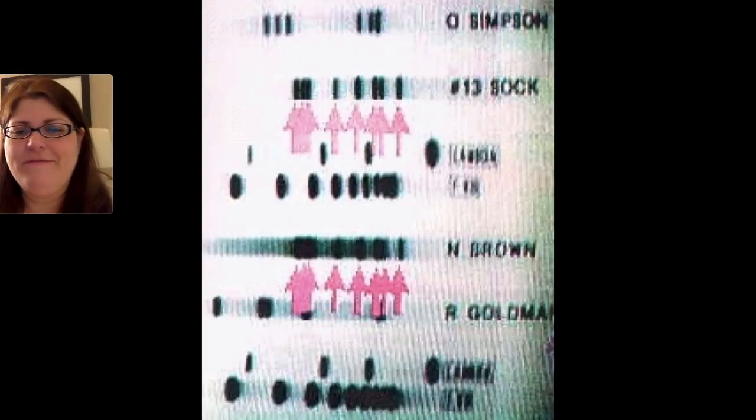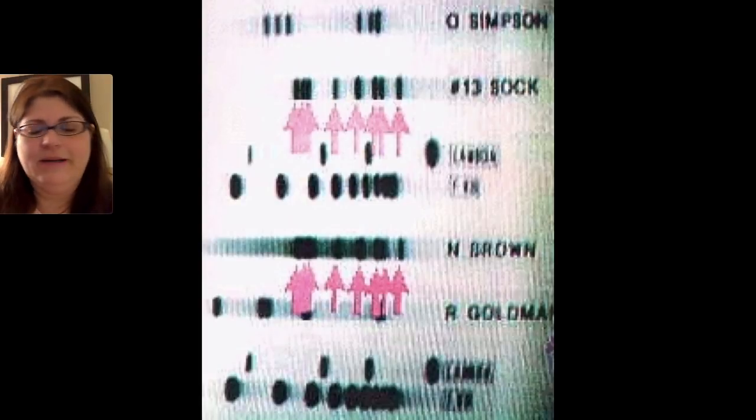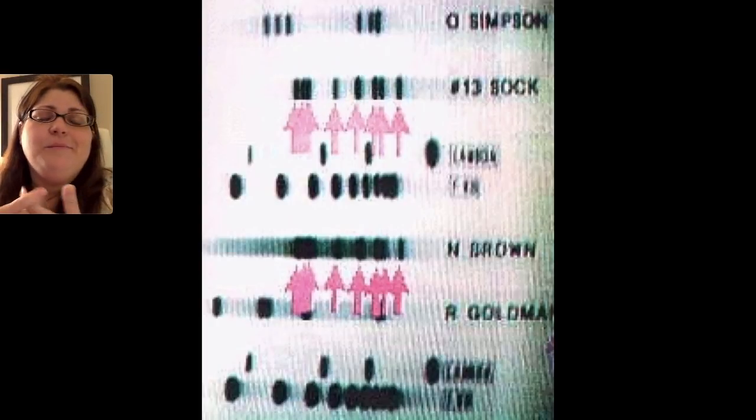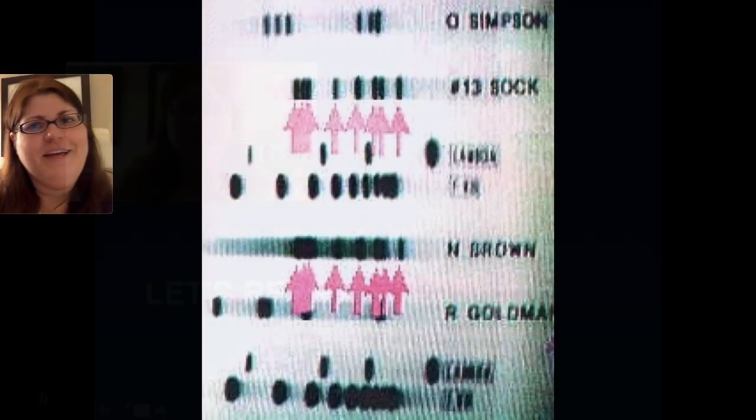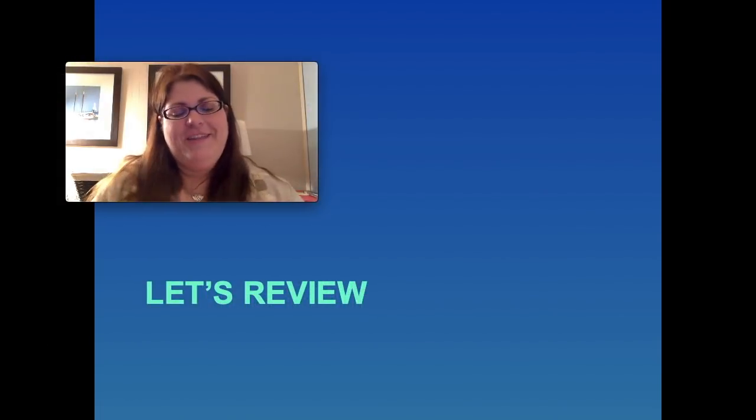He had a white Ford Bronco, and I don't know if it was a glove or whatnot, but nonetheless, it was found associated with the crime scene, and it was a match, but the jury didn't put enough stock in that. Before moving on, let's take a few moments to review DNA.